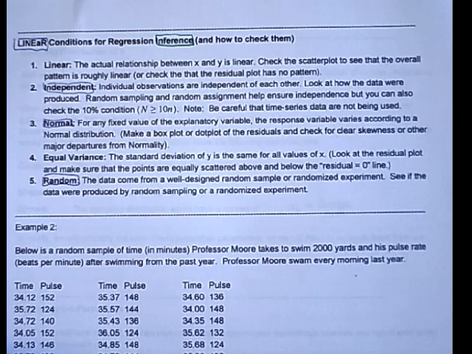All right. Number 2, data has to be independent. So that can mean a couple of different things. Okay. Either individual observations are independent of each other, so one observation doesn't affect another.